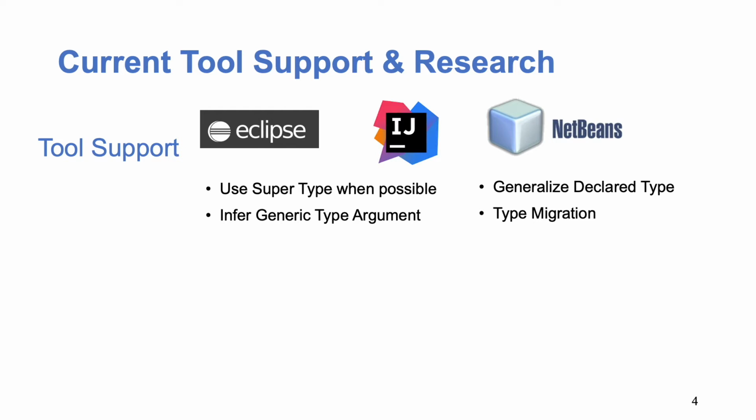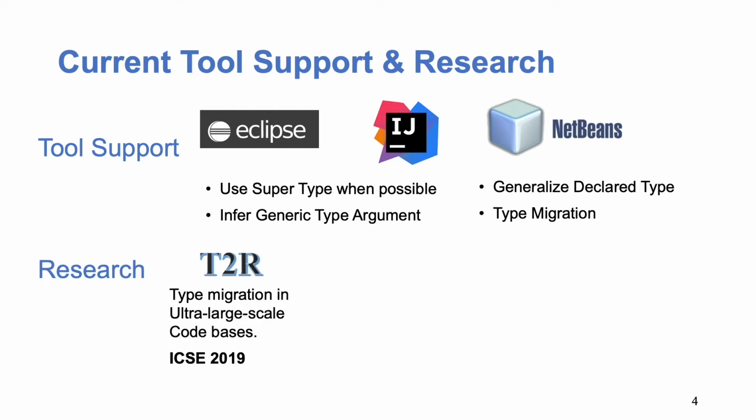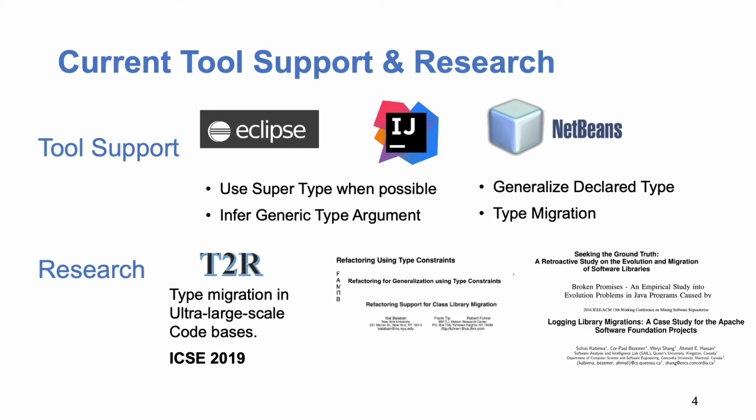However, these tools can only do one part of the type change, that is changing the declared type, but not adapt the references. We recently developed a tool, T2R, for performing type migrations in ultra large scale code bases. It was used to perform performance based type changes in Google's code base of 300 million lines of code. There is also a huge body of work on developing refactoring tools using type constraints. Researchers have also performed empirical studies to understand the nature of software evolution tasks like library migration and API updates. These tasks also often perform type changes, but these studies do not study type change in a general context.